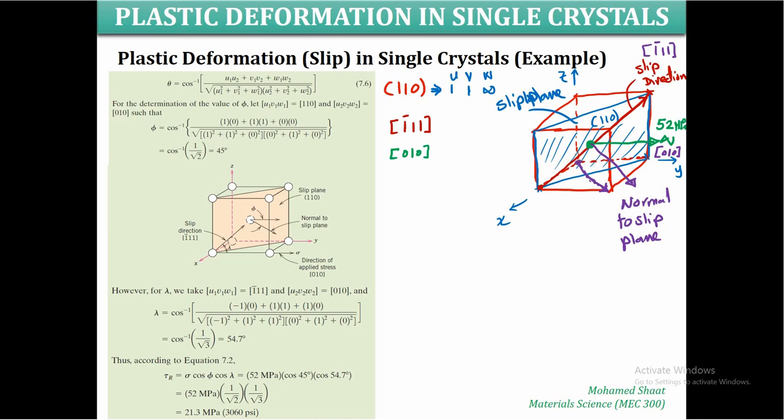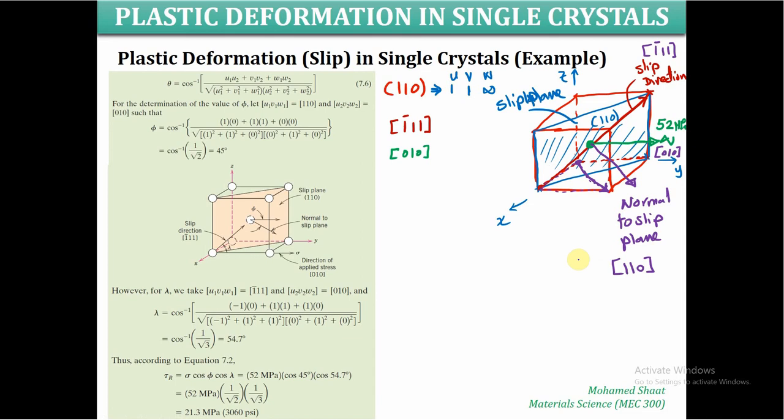If you start from this point, you're going to move one parallel to x, another one parallel to y, but you're going to move nothing parallel to z. It means that the indices of the normal to the slip plane are 1 parallel to x, 1 parallel to y, 0 parallel to z. So now we have identified 3 main directions that we need. We need the direction of the applied stress, which was already given to us as 0, 1, 0.